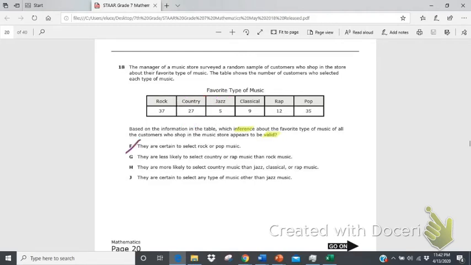In this case, the correct answer here is letter H. They are more likely to select country music than jazz, classical, or rap music. If you add rap plus classical music plus jazz, that equals 26, which is less than, which means that they are more likely to select country music. Not by much, but they are more likely to. Okay?